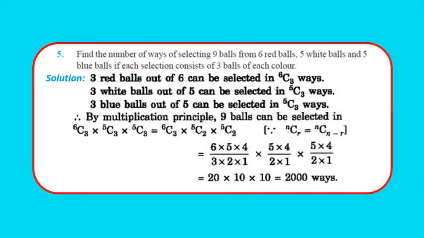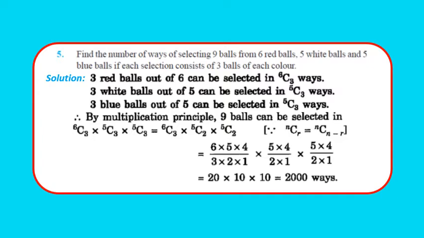Next we have question number 5. Find the number of ways of selecting 9 balls from 6 red balls, 5 white balls and 5 blue balls, if each selection consists of 3 balls of each color. Okay, so we are selecting 3 balls of each color. So 3 red balls out of 6 can be selected in 6C3 ways. 3 white balls out of 5 can be selected in 5C3 ways, and 3 blue balls out of 5 can be selected in 5C3 ways.